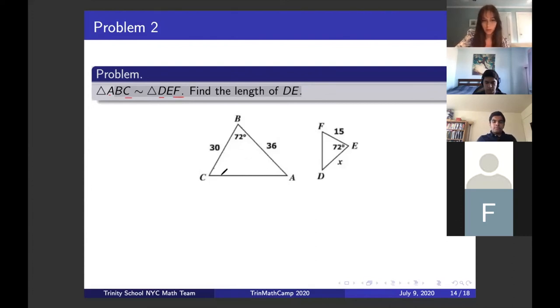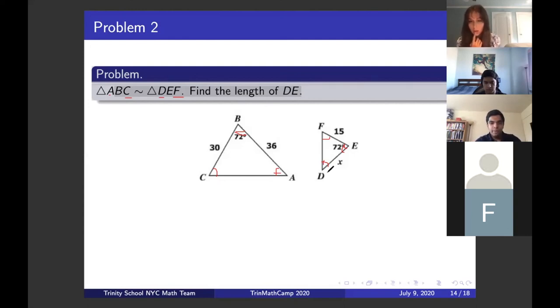We know they're similar, so we know this angle corresponds with this angle. This angle corresponds with this angle, obviously, because they both say 72. And finally, this angle corresponds with this angle. And we also know that this is some scaled version of this. So based on that, we know this angle and this length, and we need to find this length right here. I would highly suggest trying to redraw it so that their orientations are the same.